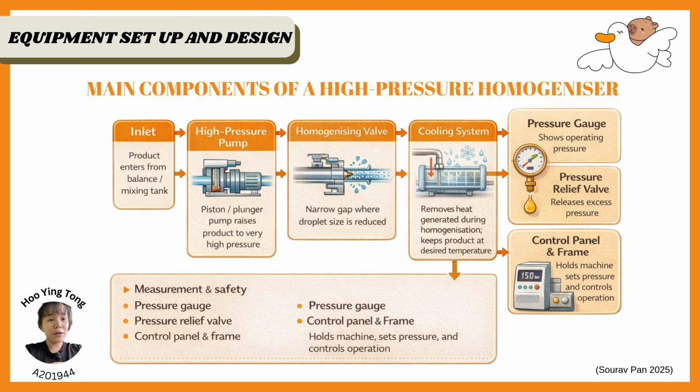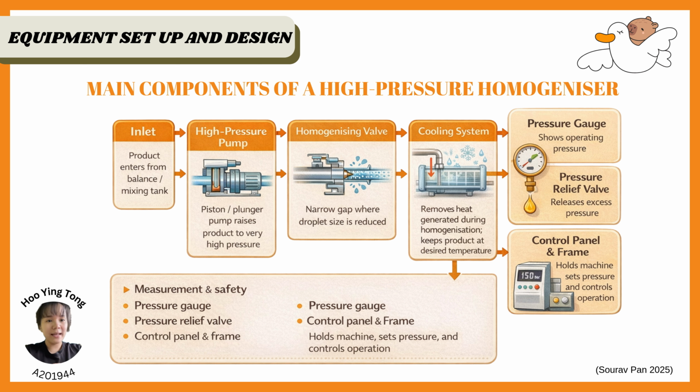From the pump, the pressurized product is pushed into the homogenizing valve, where it is forced through a very narrow gap between the valve and the valve seat. Here, the velocity becomes extremely high, and the intense shear and turbulence break the fat droplets into much smaller, uniform sizes.